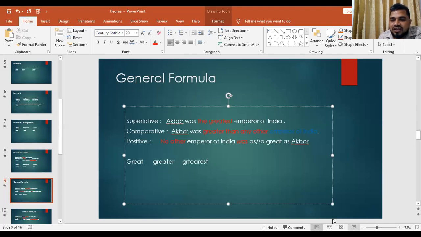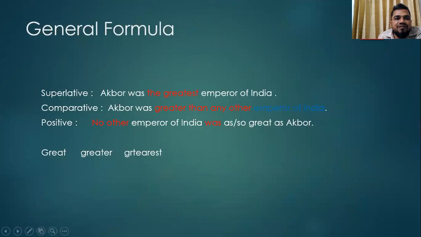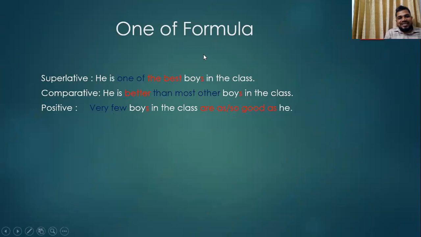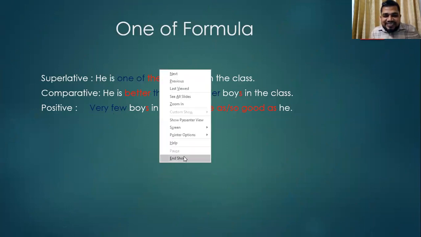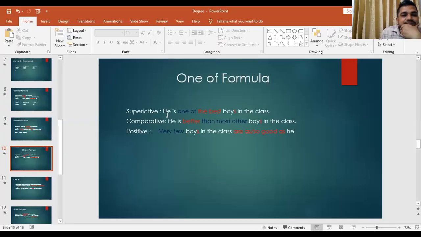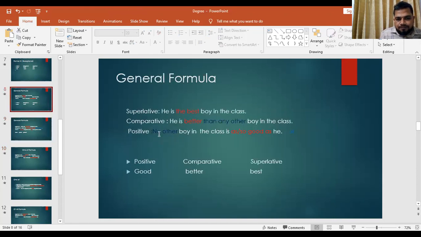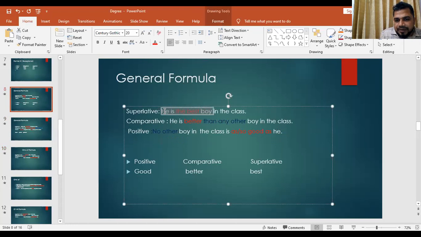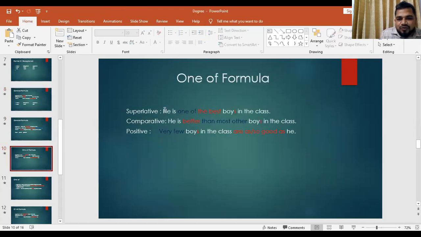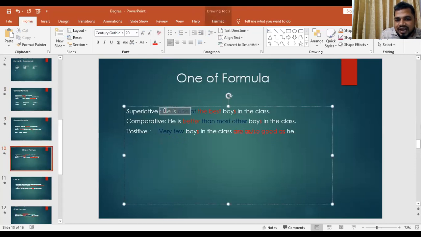And formula number two, I have kept the name of formula number two, one of formula. Same three sentences, but a little bit of difference. Follow. In the general formula, there was, he is the best boy in the class. But in the one of formula, you are looking, he is the best, and with he is the best, one of is added. He is one of the best boys in the class. That means, in the general formula, the superlative degree was, he is the best boy in the class. But in the one of formula, you are looking, he is one of the best boys in the class.